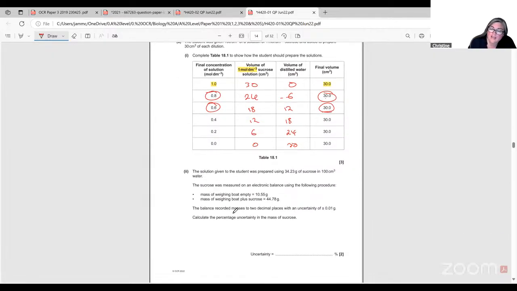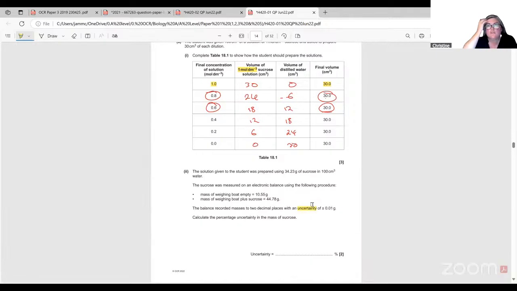And then the next thing it tells us is to do with our uncertainties. Now, this is an interesting one because you were told that the empty weighing boat was 10.55. You're told that the weighing boat, when it has the sucrose, is 44.78. So you need to be aware that there is a difference between those two numbers. So you should know that when you're looking at uncertainty, you need to do the uncertainty divided by the change in whatever it is that you have been given. So the measurement. So you've already been told the answer that this is 34.23 grams of sucrose. They've told you how they did it, and they've told you that it was 0.01 of an uncertainty.